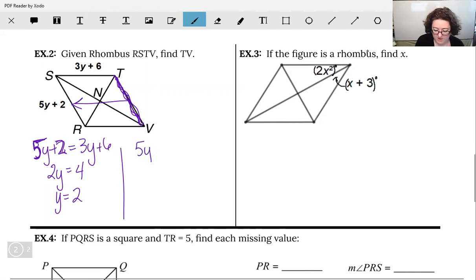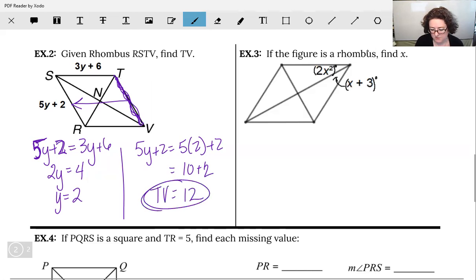So we have 5y plus 2 is really equal to 5 times 2 plus 2, otherwise known as 10 plus 2, or 12. So TV equals 12.